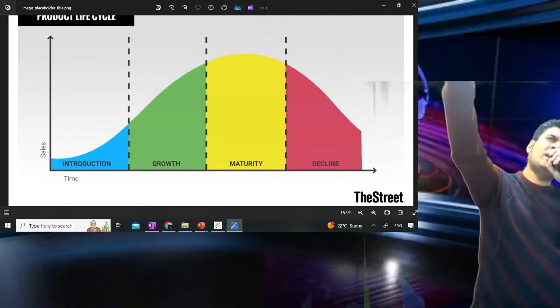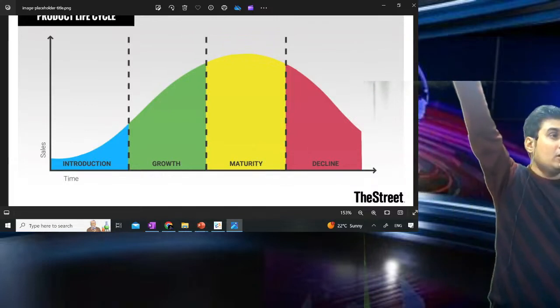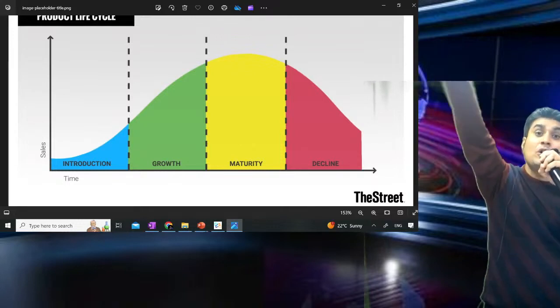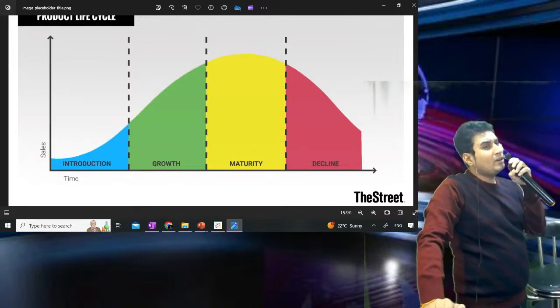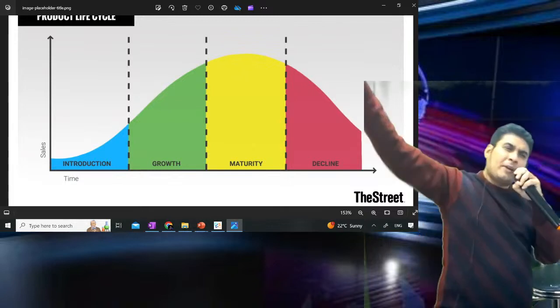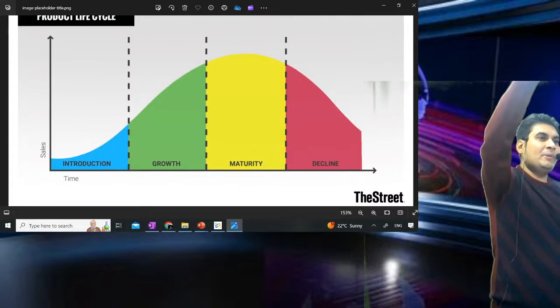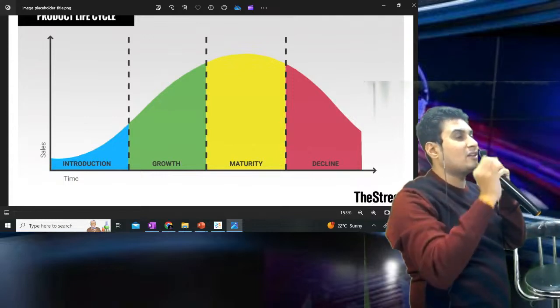Tell me, there will be a third stage. That is known as what? Mature. You are at your top. Your sales are highest. Your profit is highest. Your per unit price is lowest. Why? Because of competition. But still you are earning too much. You are at your top right now. Let's take Maruti. Beyond this, sales will not happen. Maruti is going towards decline because they are not doing anything in electric vehicles.